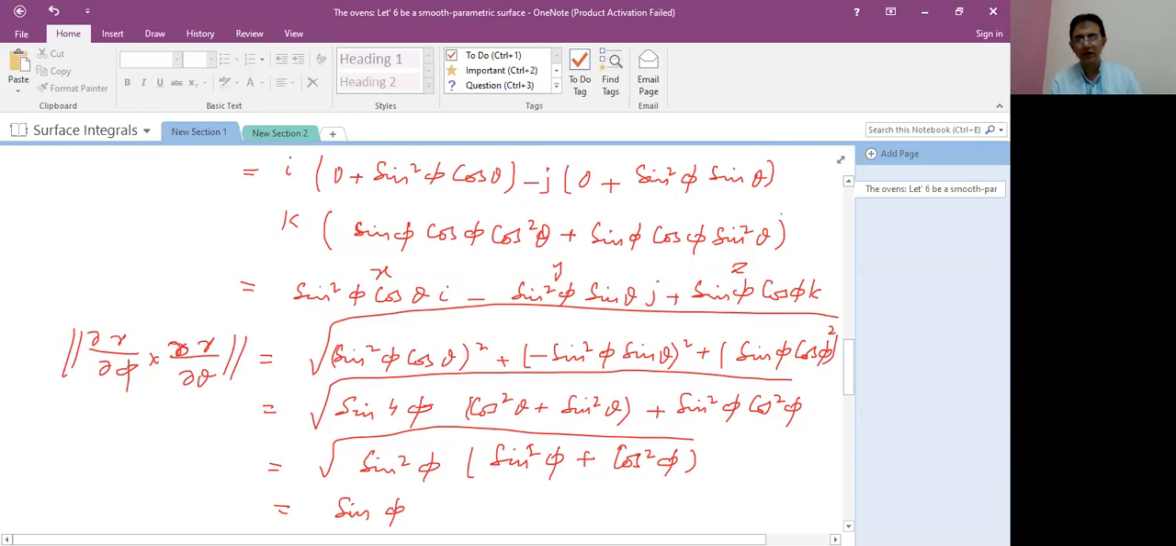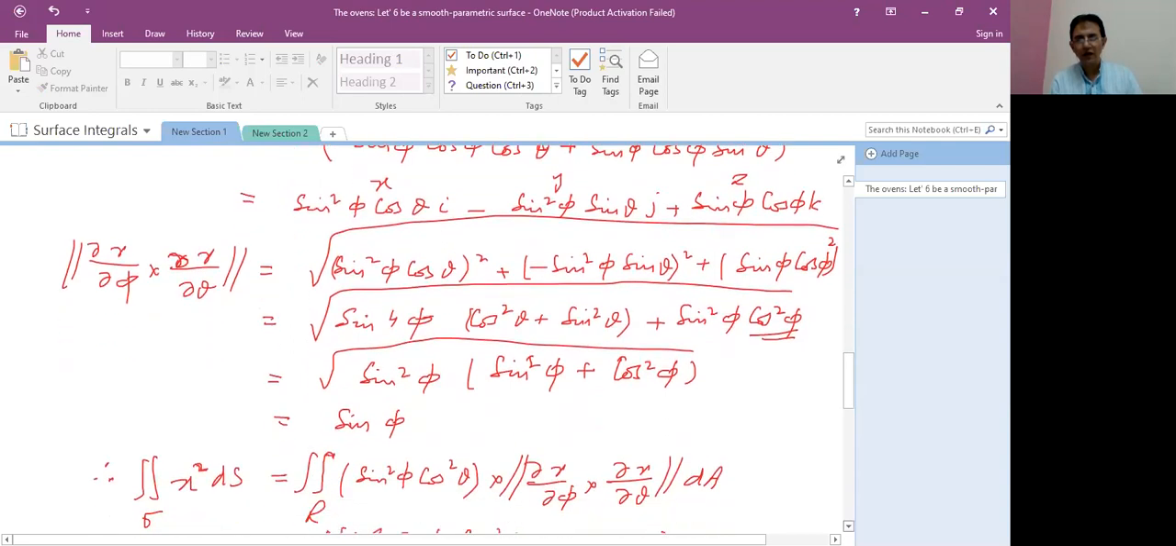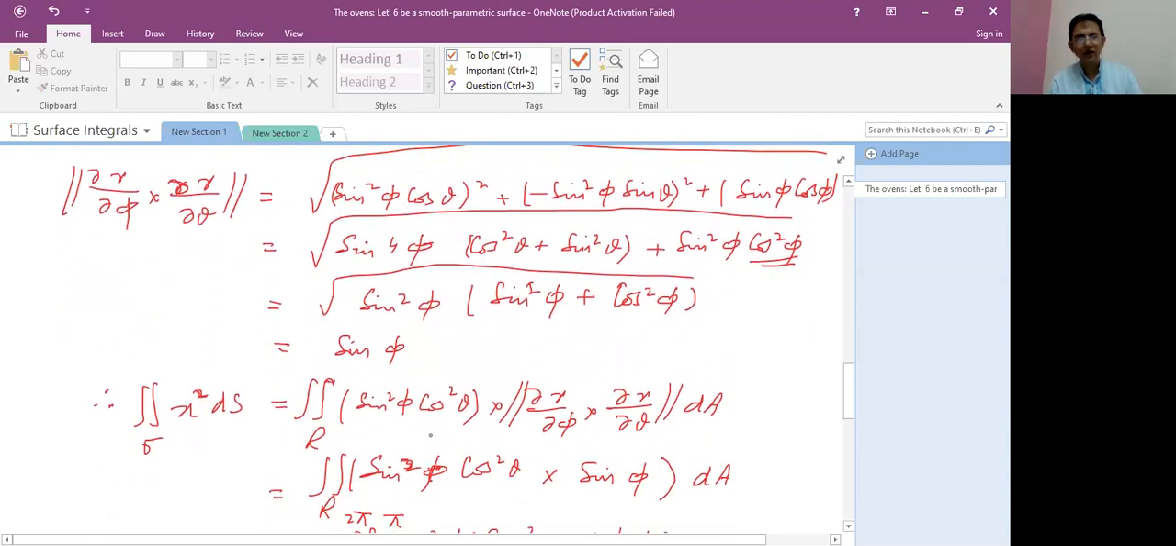In the next step, students, we will take sine square phi in common in both terms. So sine square phi, and the remaining value in the last term is cos square phi. Sine square phi plus cos square phi is equal to 1 again, and when we take the square root of sine square phi, it is sin phi. So students, we find the magnitude sin phi.